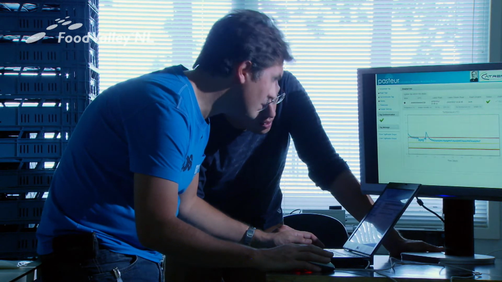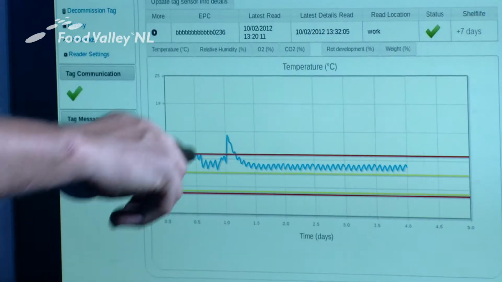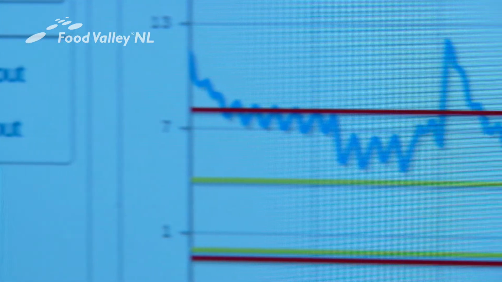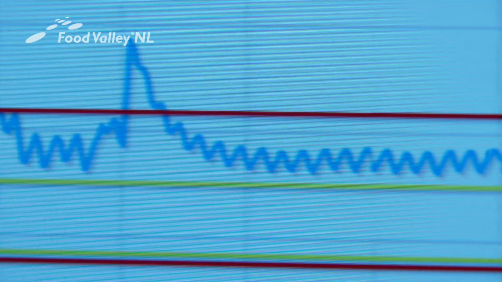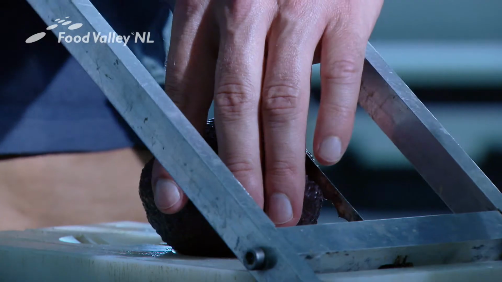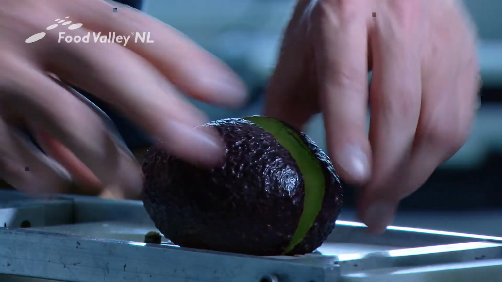While other sensor tags only measure temperature and humidity, the Pasteur tag tracks the geographical origin of the product and records a history of the environmental conditions during transport. The problem with the current best before dates is that they result in a lot of food being thrown away that is still of good quality.